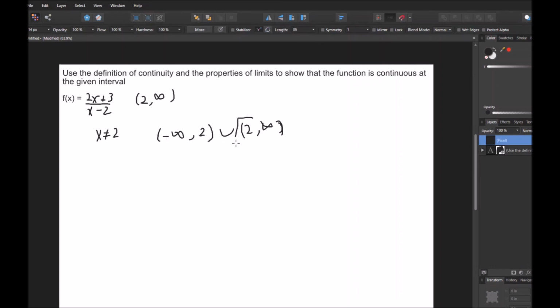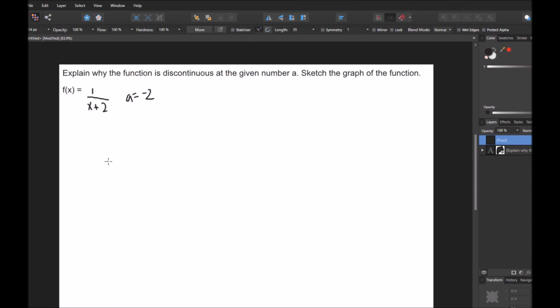And if we look here, we said it's continuous on 2 to infinity, and the interval they're asking about is 2 to infinity. So right there we've just proved that it's continuous on that interval. So that's how I would do that problem. Alright, so in this next problem we are asked to explain why the function is discontinuous at the given number a, and then we're asked to sketch a graph of the function. So the function we're given here is 1 over (x plus 2), and our a value is -2. So I'm actually going to graph this first and then explain why it's discontinuous second.